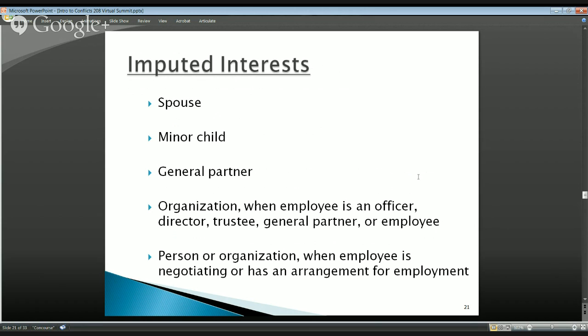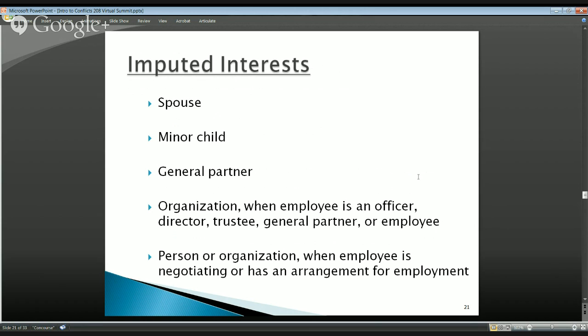Yeah, but that's an interesting case. But that's important because your outside employer or an organization where you serve as officer, director, trustee, general partner, or employee, all of their interests are imputed to you as the employee. Right. And we need to consider those. And again, they're not all going to appear on the 450 or the 278. So we may have to ask some questions in order to provide thorough and complete advice.